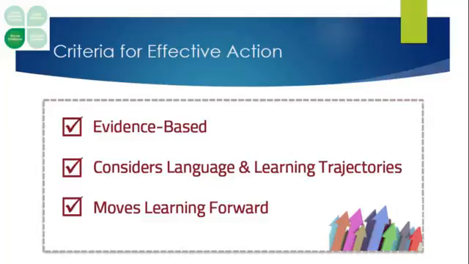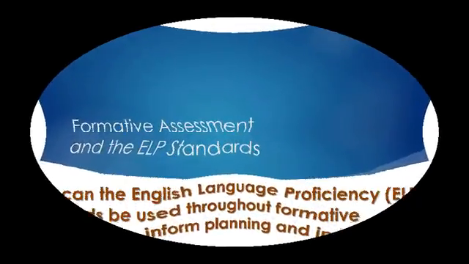Some important criteria to consider when attempting to act on evidence. Effective action needs to be evidence-based, meaning there needs to be clear, logical, and relatively direct links between the interpreted evidence and the action taken. Second, feedback and instructional adjustments need to consider where students are on relevant learning and language trajectories. And finally, effective formative action moves student learning forward or is actionable, meaning that the action is descriptive, specific, and provides students with concrete information upon which they can act themselves.